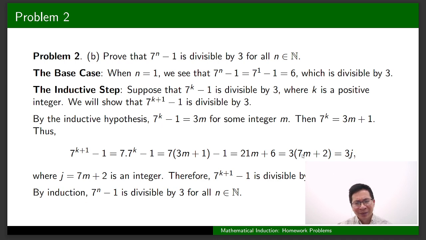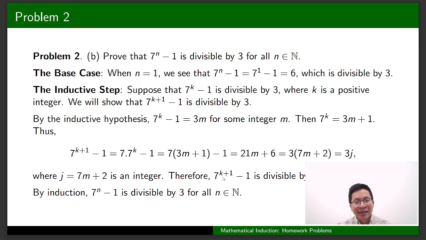You have 7m plus 2, right? Okay. This is 3 times something, where something is j. So set j to be this. And it is an integer. Why? Because m is an integer. So 7m is an integer. You add 2, you also have an integer. Therefore, you see that this is 3j, where j equals 7m plus 2 is an integer.